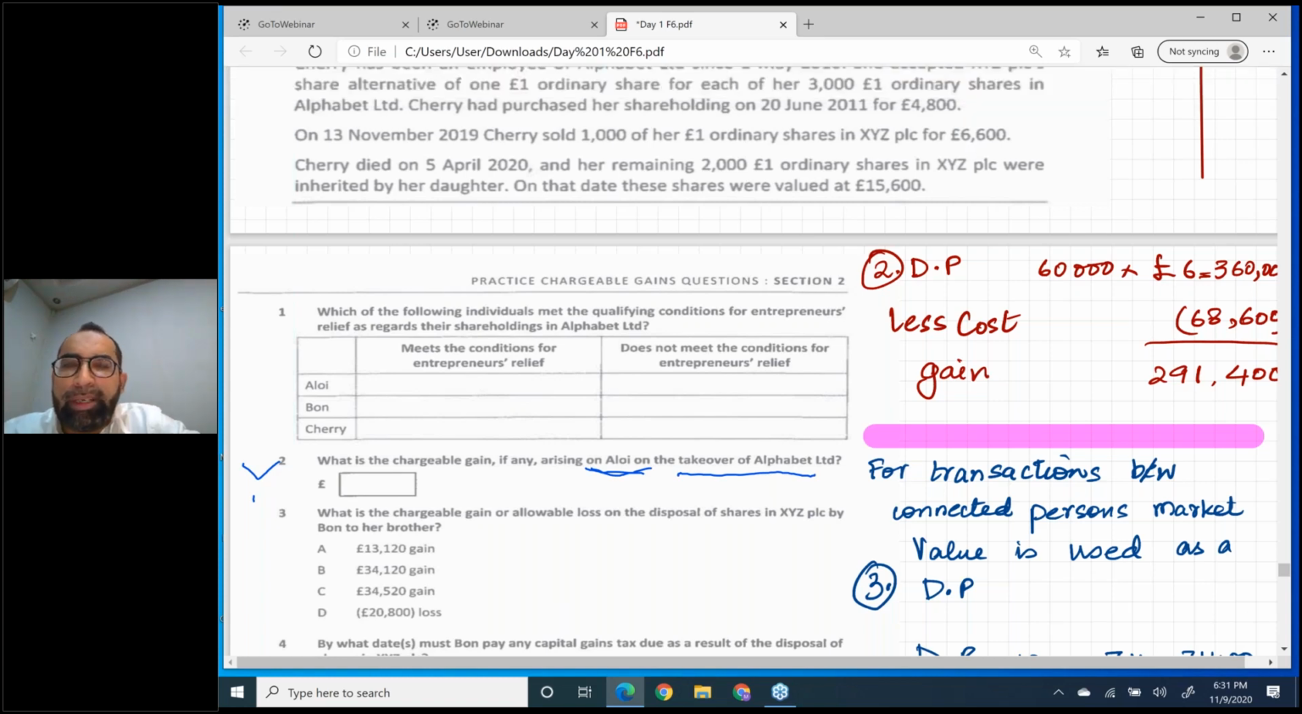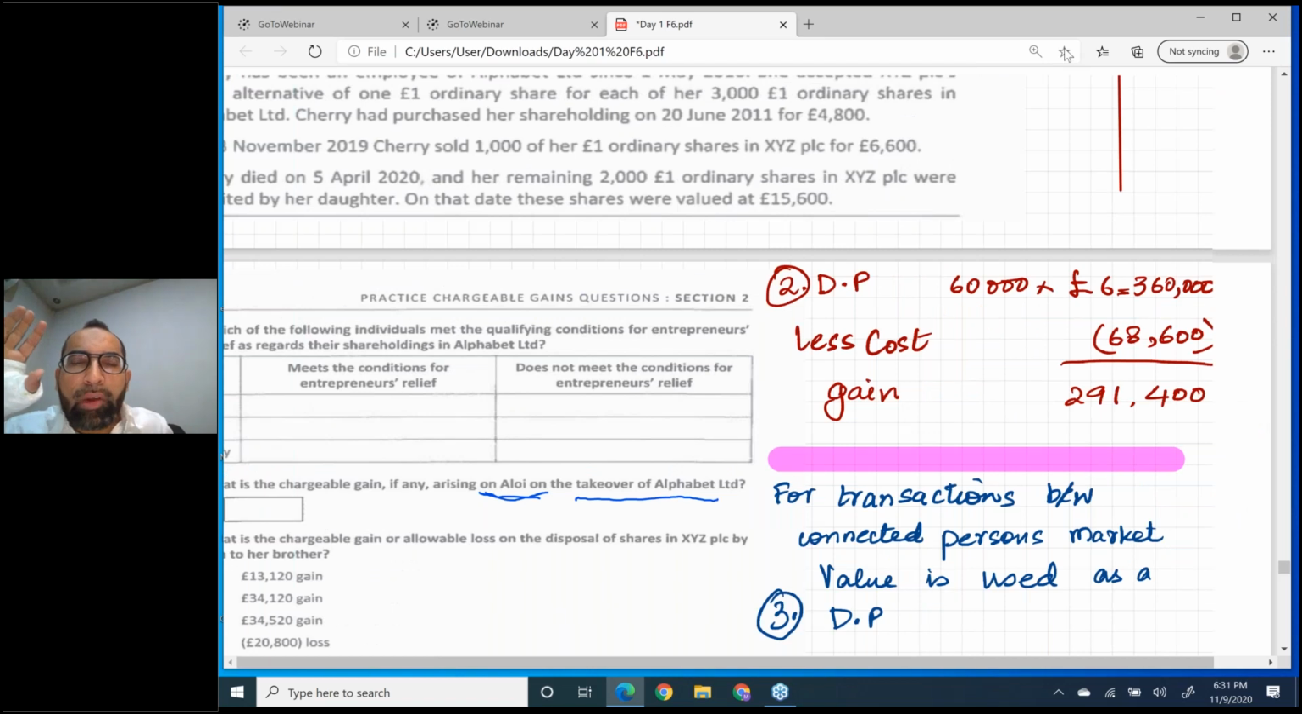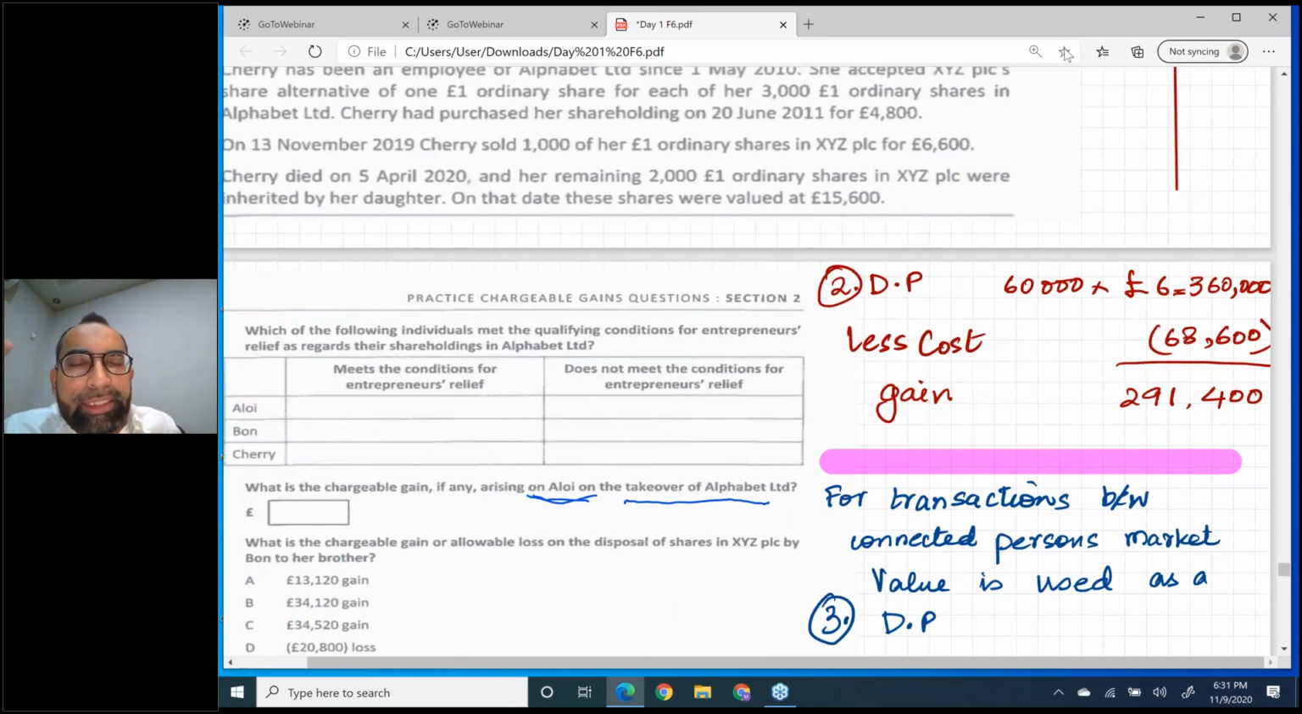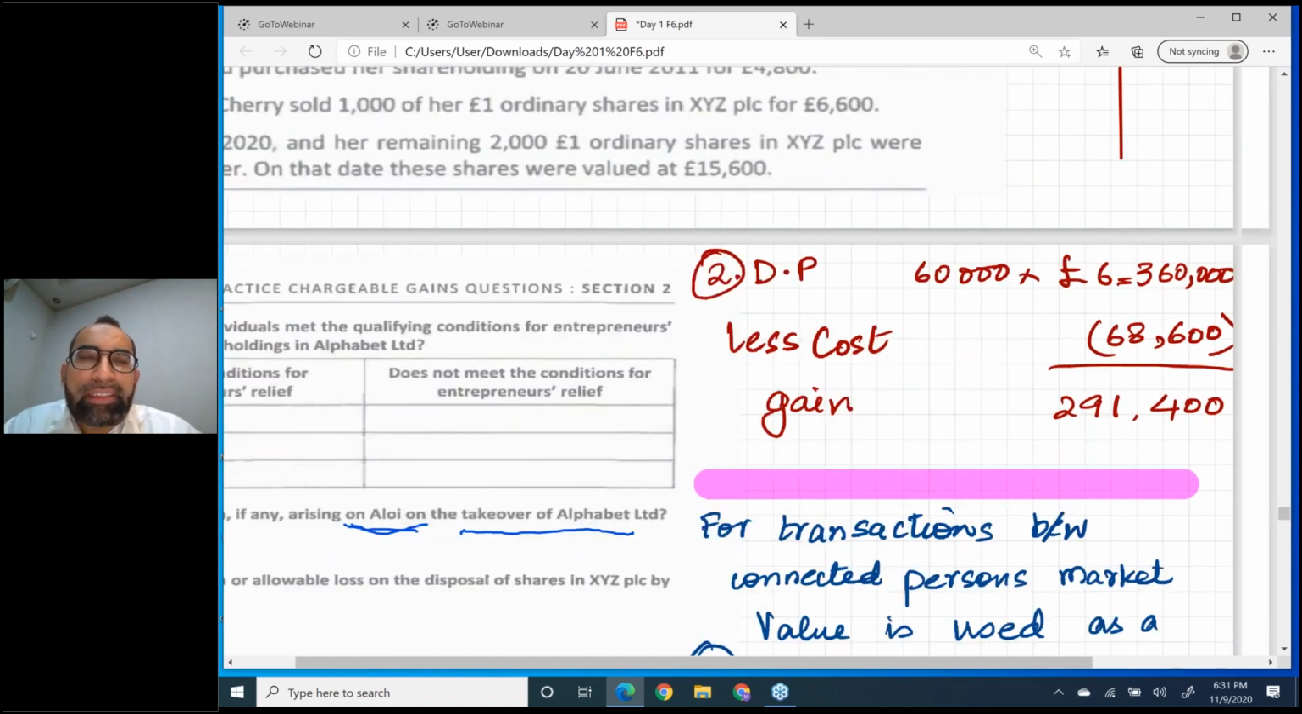Yes, there will be a chargeable gain. See this working. Alloy owned 60,000 shares, and you know what the cash alternative is? For one share she will get £6. So 60,000 shares multiplied by £6. So the disposal proceeds will be, look at the screen, 360,000.